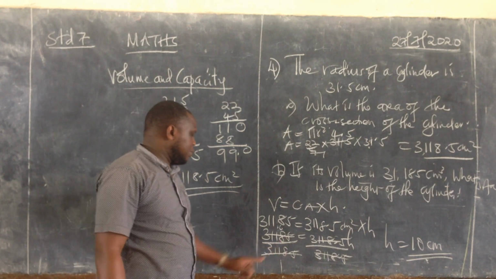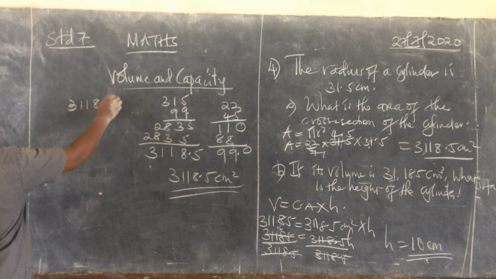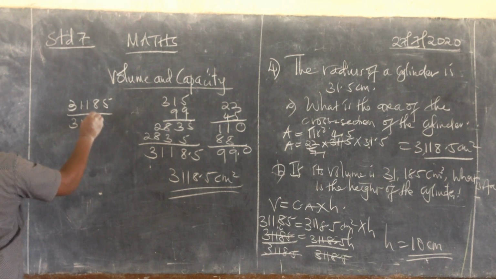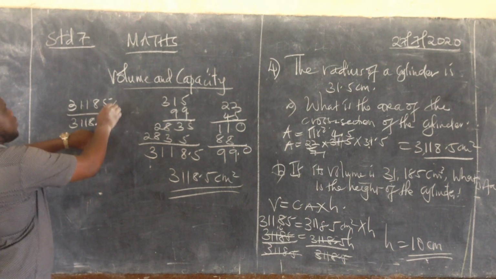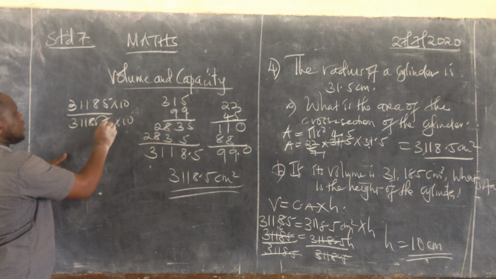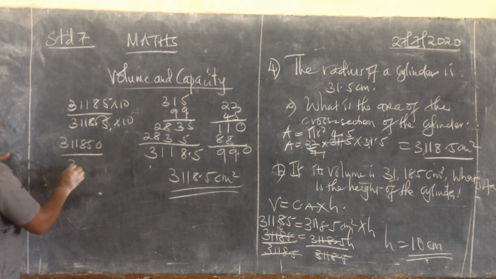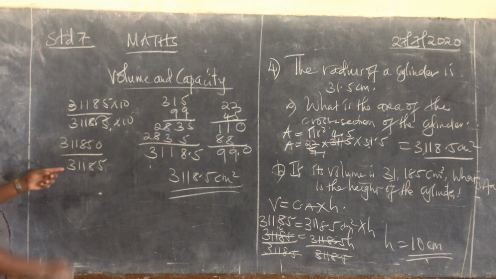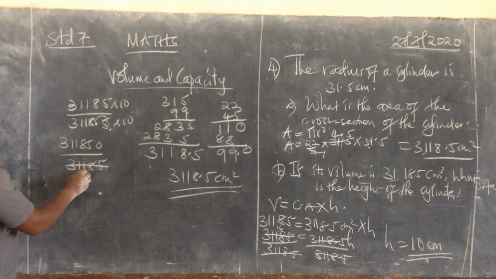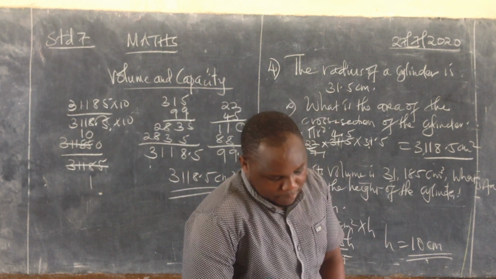The reason why it's going to be 10 is because this is 31185 over 3118.5. To remove this decimal point, we multiply both sides by 10, so that the decimal point moves forward. So this is 311850 over 31185. 31185 goes in one time, then you remain with the 0 and it becomes 10. So that is exactly what we are supposed to do in that particular question.